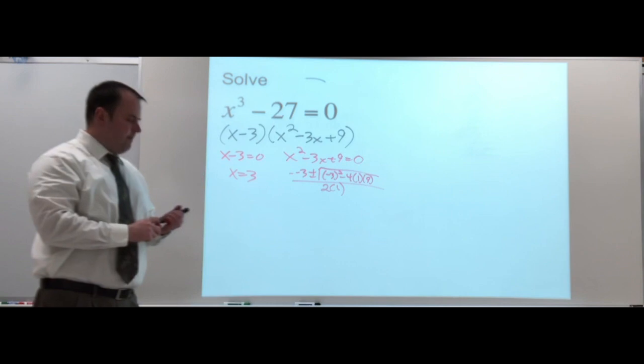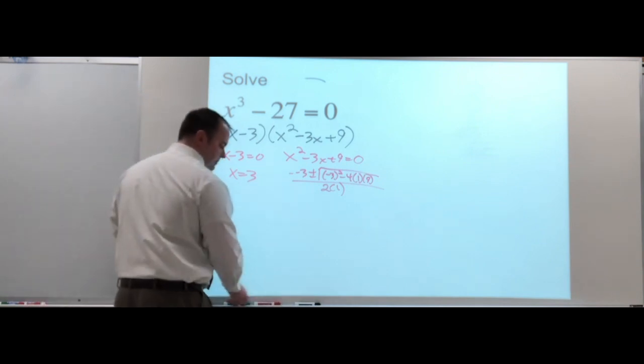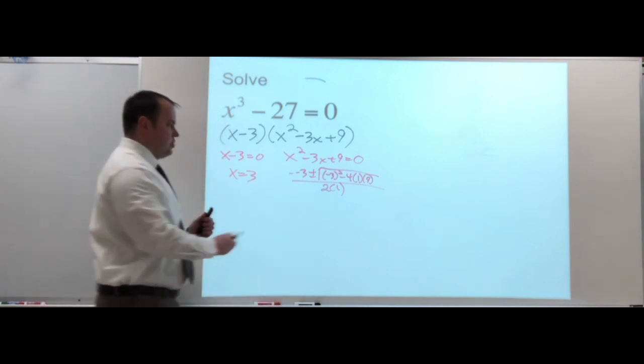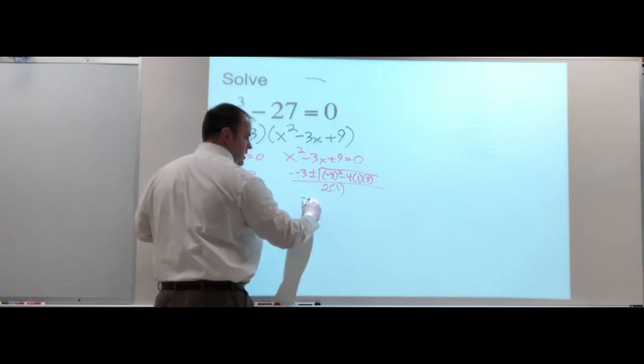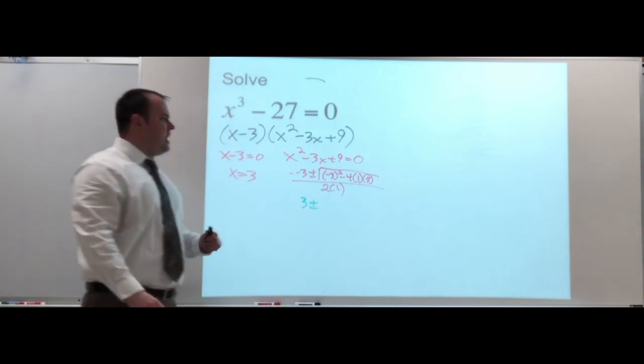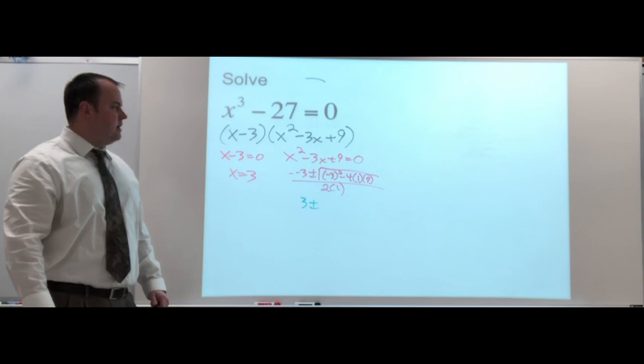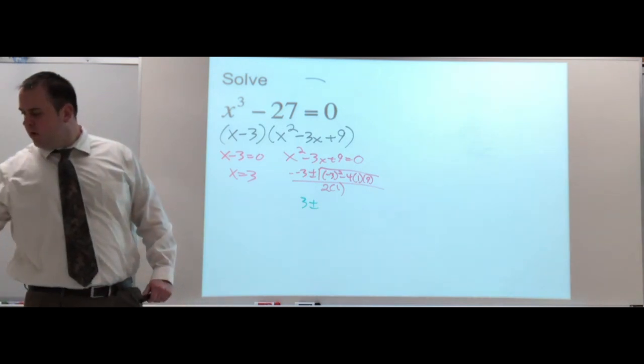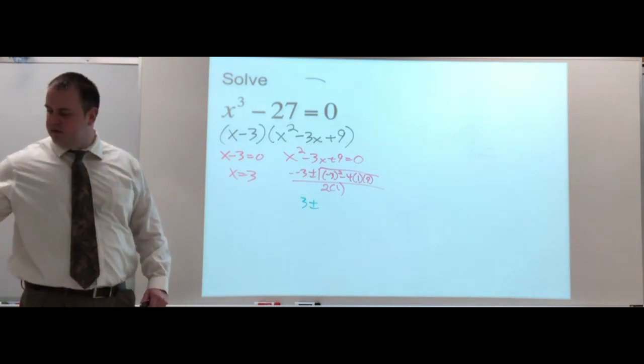Okay, so we have all that set up, so now we just need to simplify it. We should get 3 plus minus, that should end up being, I believe, negative 27. I'm going to check my work over here. Yep, negative 27 looks good.